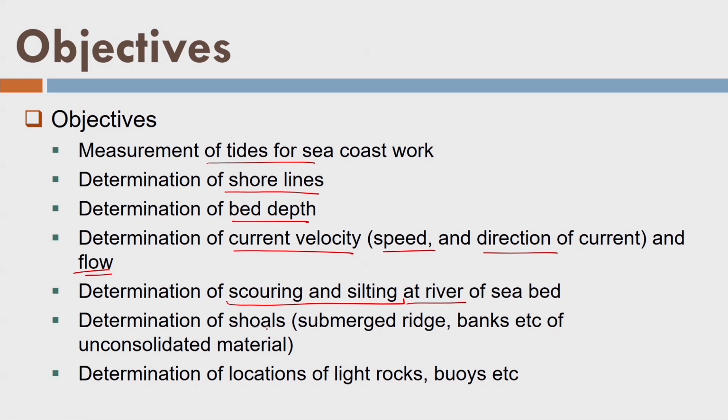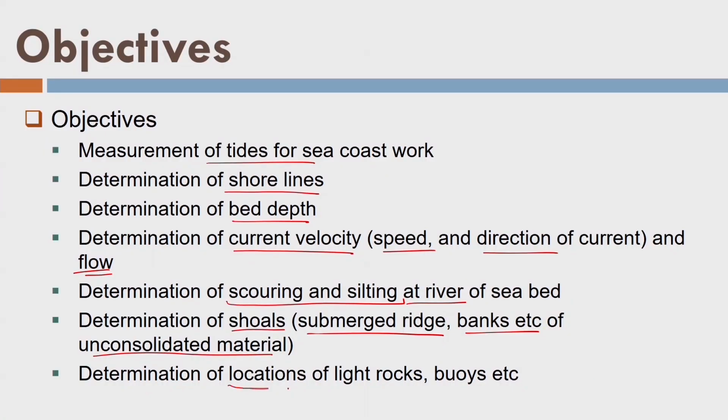And shoals? Shoals are the submerged ridges and banks of unconsolidated material. That means they keep on moving with the flow of water. When there is high tide in the sea, tractive forces are bringing the water at one place and again they are withdrawing the water. Because of that movement, there will be a movement of the shoals. So I want to determine those. Then what are the places where light rocks and bayous are there?